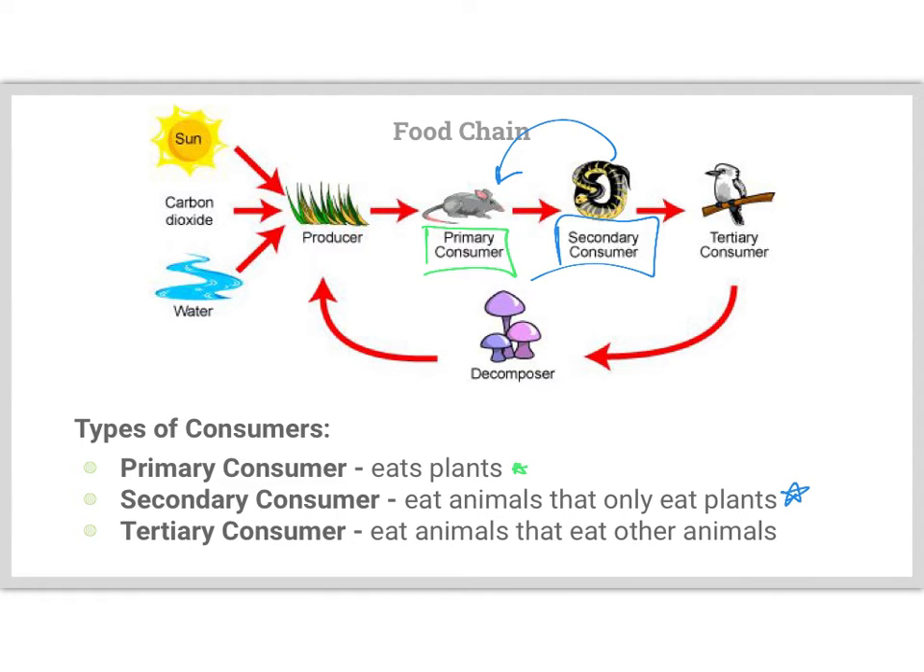A tertiary consumer is something that only eats animals that ate animals. So just steps within the food chain. We still see that we have a decomposer and we have our producers.